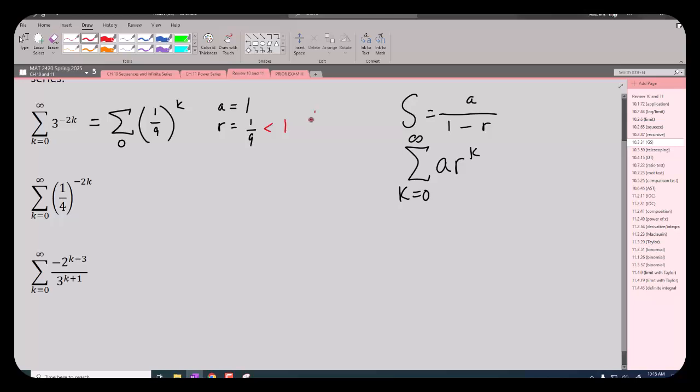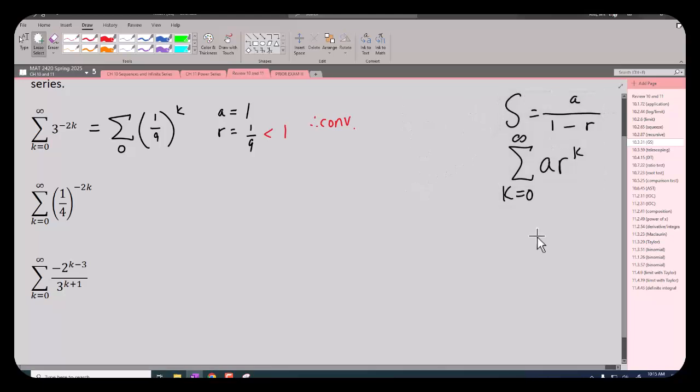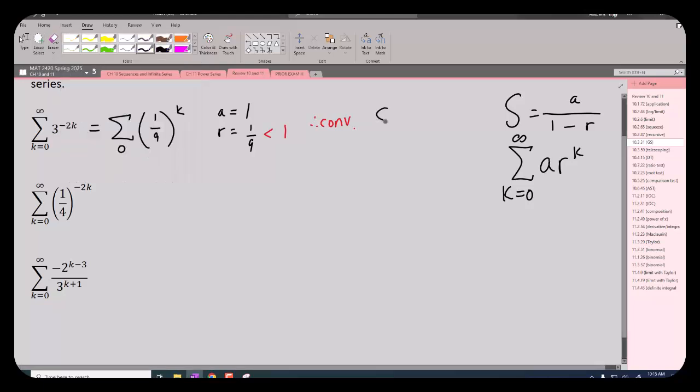Converge. For a geometric series, if the common ratio is less than 1 in magnitude, it's going to converge. And if it converges, we then need to figure out what it converges to. So we now use that S formula. It says we have convergence, and it's going to equal 1 over 1 minus 1/9. That's going to be 8/9 in the denominator, so it's going to converge to 9/8. That will be the sum of the series.